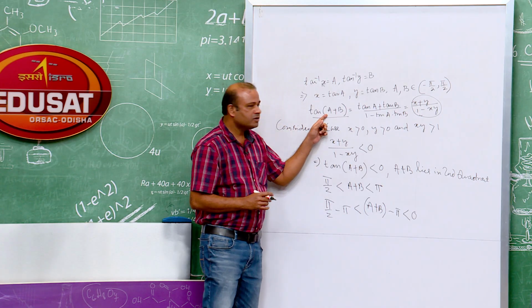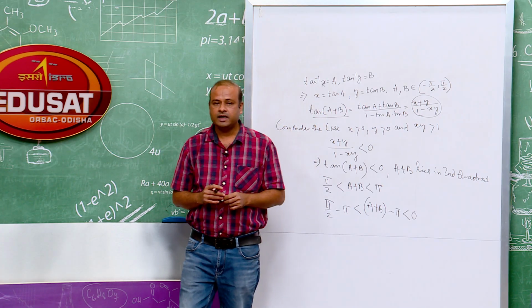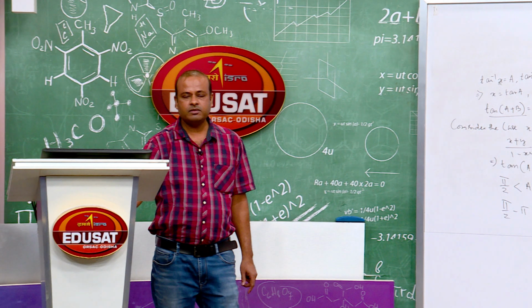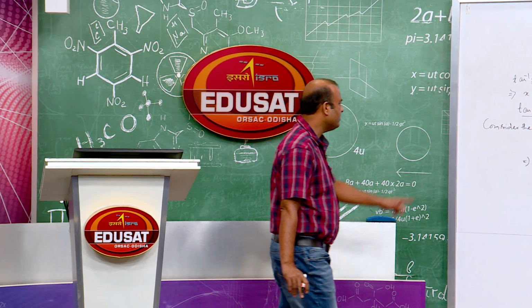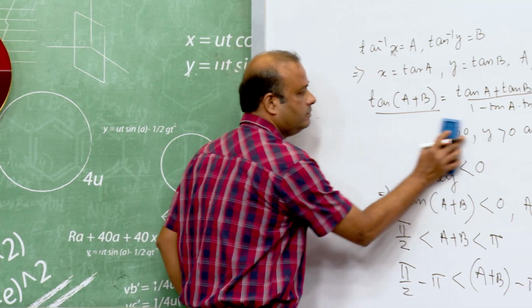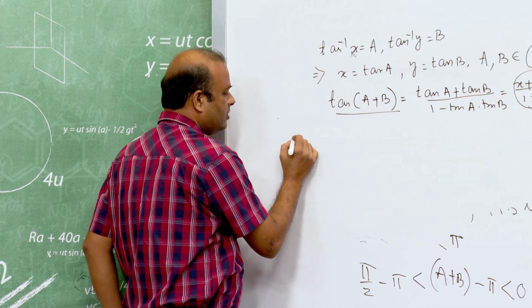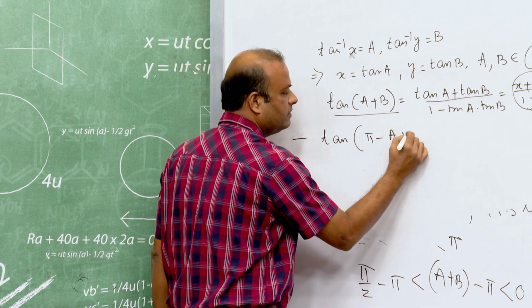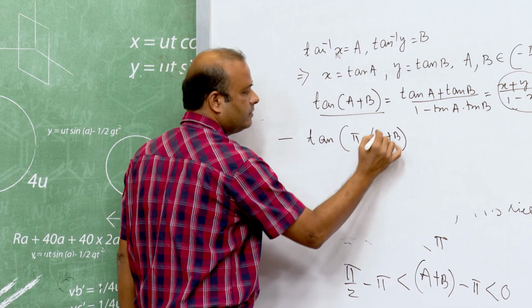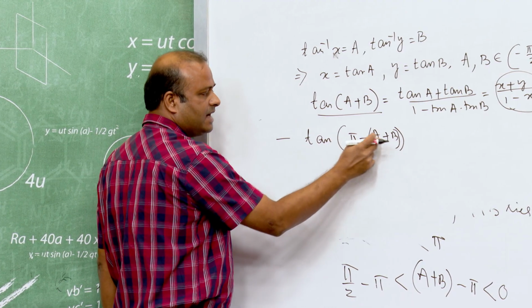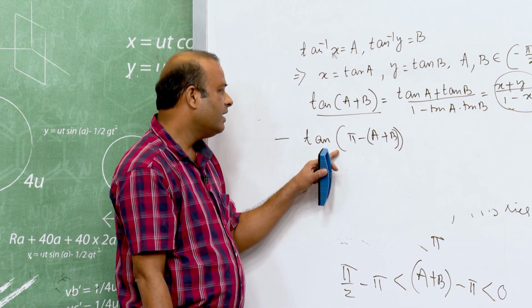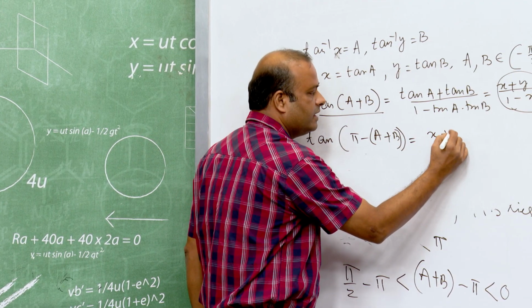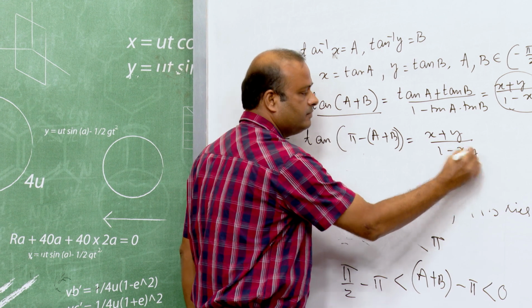But tan of (A plus B) is (x plus y) by (1 minus xy). So, write this tan of (A plus B) as minus tan of (pi minus (A plus B)), because tan of (pi minus theta) is minus tan theta, so automatically it will be plus. So tan of (A plus B) is equal to (x plus y) divided by (1 minus xy).